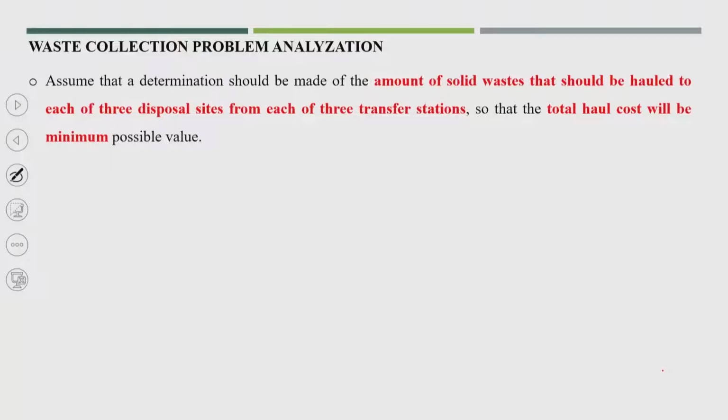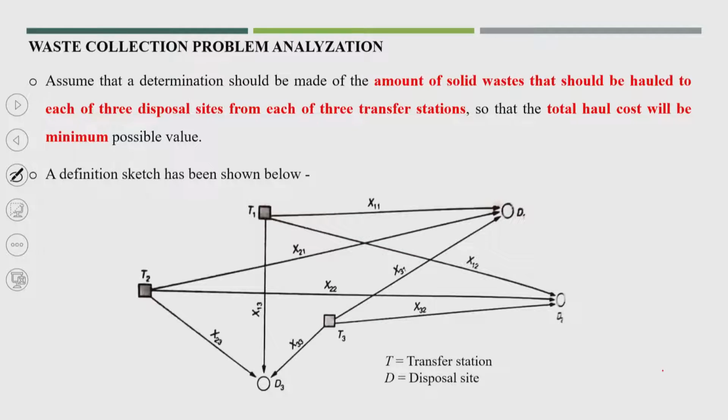So, assume that the determination should be made of the amount of solid waste that should be hauled to each of 3 disposal sites from each of 3 transfer stations, so that the total haul cost will be the minimum possible value. This is one example that is given. We have 3 transfer stations, T1, T2 and T3, and 3 disposal sites, D1, D2 and D3.